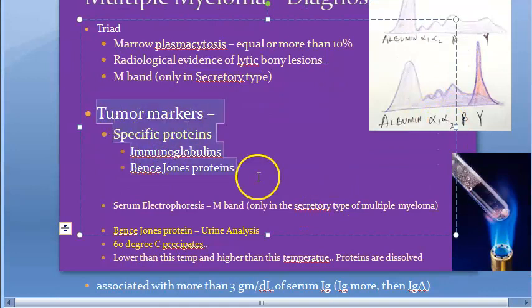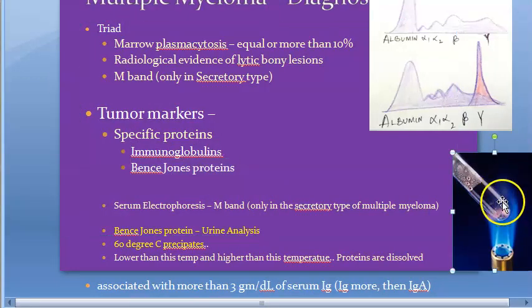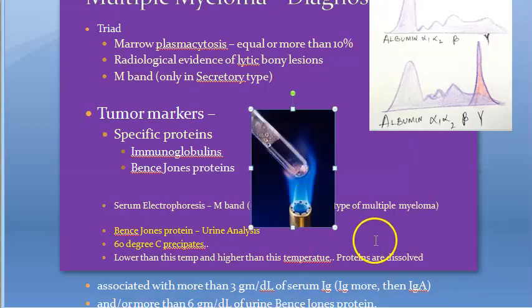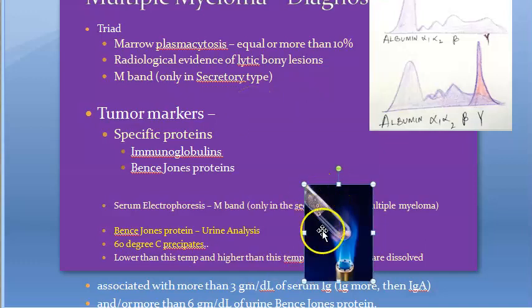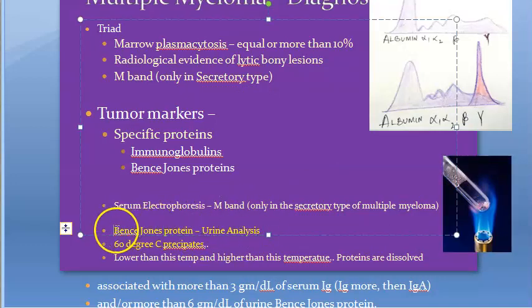Then coming to Bence-Jones proteins, the tumor markers are specific proteins like immunoglobulins and Bence-Jones proteins. Bence-Jones proteins in urine, how will you detect this? Now, urine analysis, you know how to do protein analysis, correct? So you will do the acetic acid test and heat precipitation, correct? When you heat Bence-Jones proteins at 45 to 60 degrees centigrade, they will precipitate. But if you continue to heat further, the proteins will dissolve. At no other temperature will it precipitate. Above this it dissolves, below this it also dissolves. That is a characteristic feature of Bence-Jones protein.